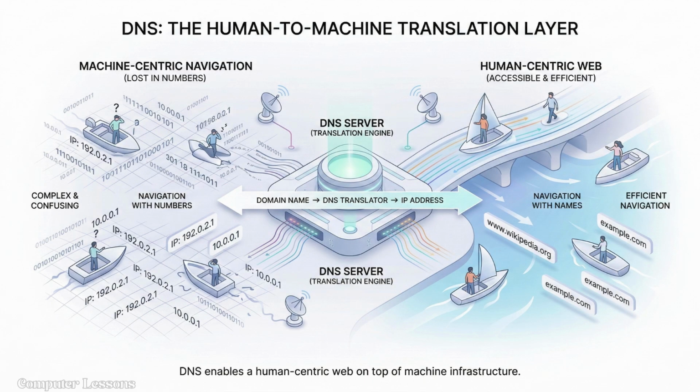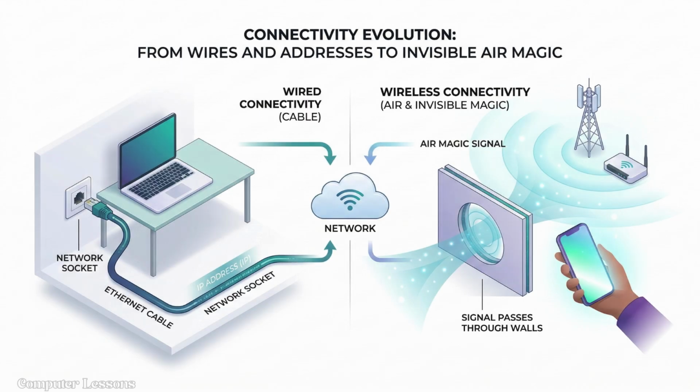DNS is the glue that holds the internet together. It allows us to build a human-centric web on top of machine-centric infrastructure. Without it, we would be navigating a digital ocean, using only latitude and longitude coordinates lost in a sea of numbers.